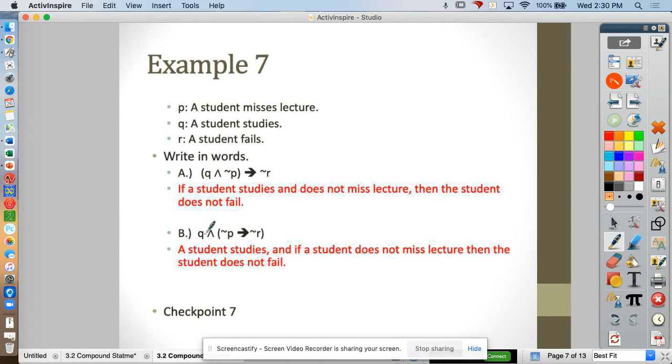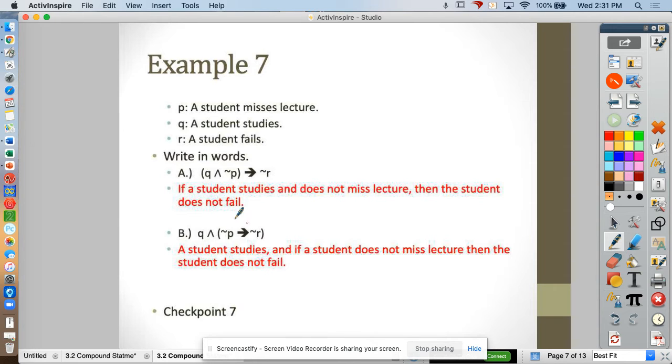Down here in this one, the Q is by itself and the rest of it is in parentheses. Therefore, the breaking is right here. And so that's where our comma goes after the first part. Okay. So it would say a student studies, and if a student does not miss lecture, then the student does not fail.